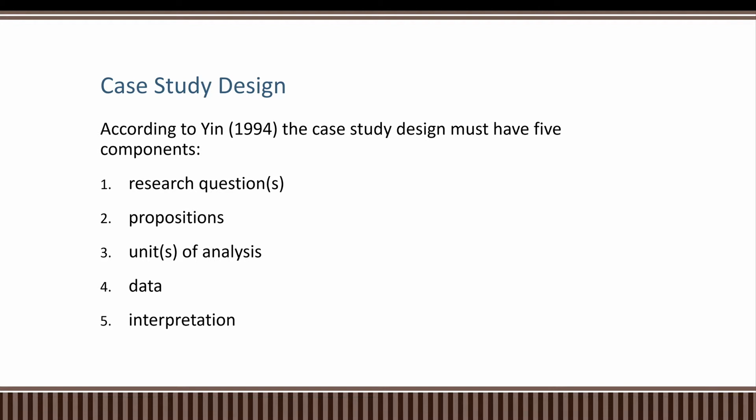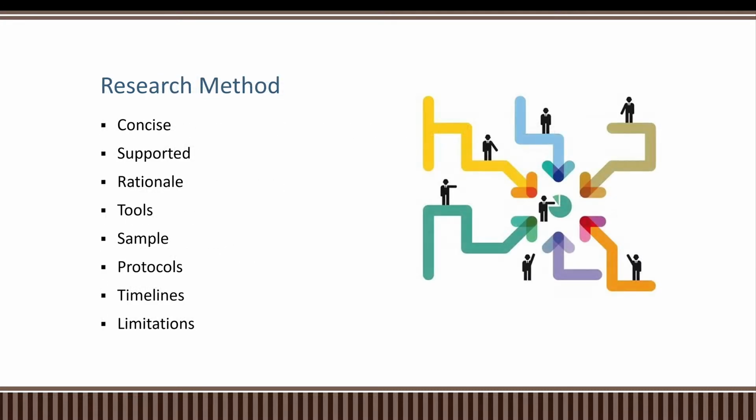Then you will have criteria to interpret your findings, and you want to evaluate and analyze your data back again in regard to your research question. You will actually have a section in your final research paper called the research method. Now here's some characteristics and concepts of your case research method.